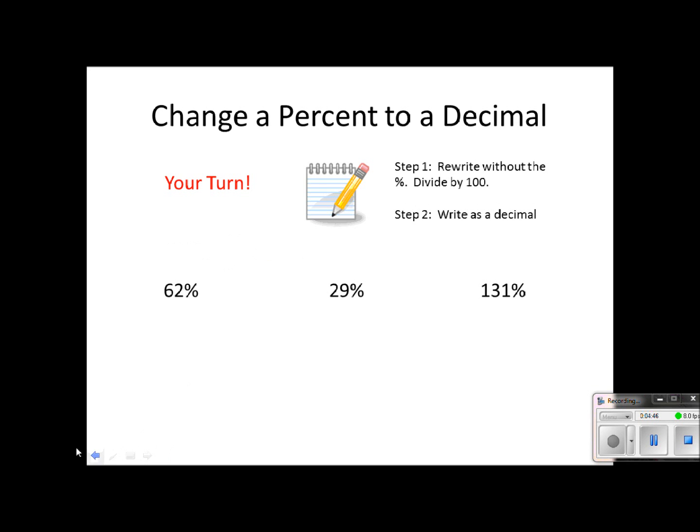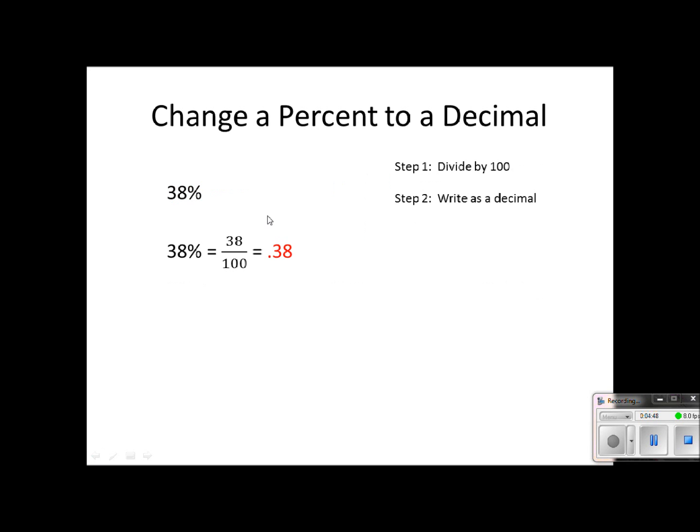And then, whoops, let me go back. I messed up. Sorry about that. And then rewriting this as a decimal, remember 100 means that the numerator is in the hundredths position. This would be the tenths. This is the hundredths. So it would just be 0.38 or 38 hundredths.